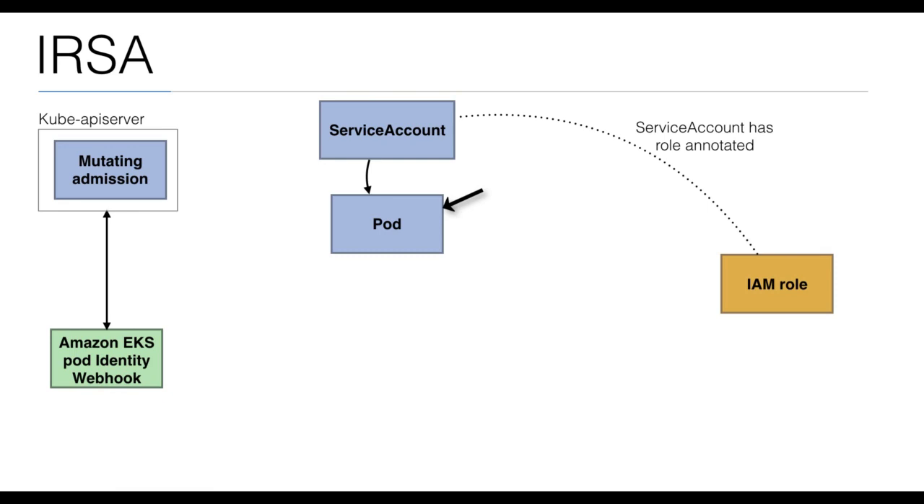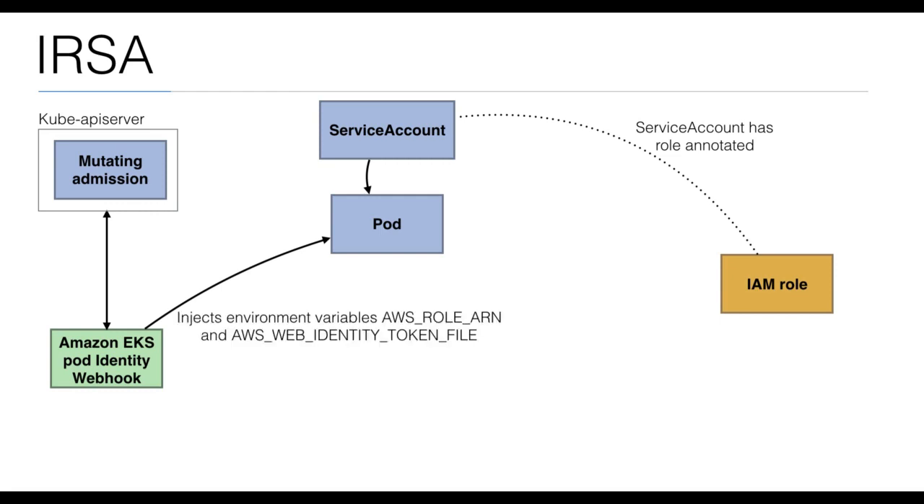Then in the middle here we have a pod with a service account, and the service account has the role annotated that we want to use. So when we launch this pod, then the webhook will be executed. The webhook will inject the environment variables, AWS_ROLE_ARN and AWS_WEB_IDENTITY_TOKEN_FILE. In the token file, you will then find a JWT, and then the AWS SDK will read those variables, the AWS role ARN and the token file, and then it can assume this role using this web identity token file.